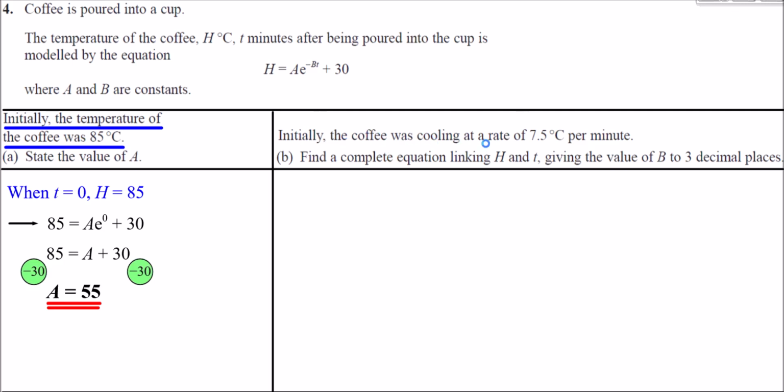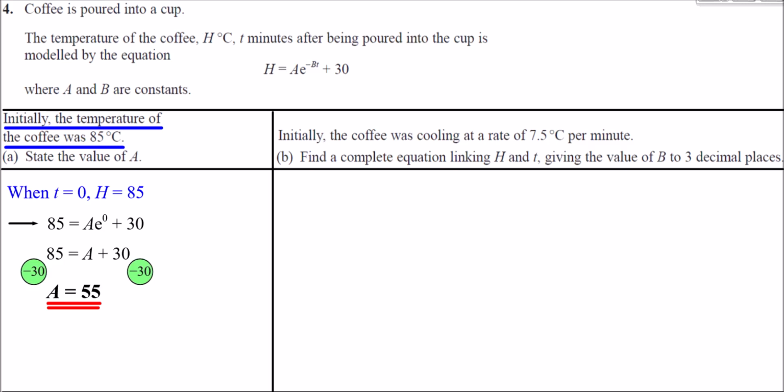Part B, again this word initially. Initially, the coffee was cooling at a rate of 7.5 degrees Celsius per minute. Find a complete equation linking H and t, giving the value of b to 3 decimal places. So initially again means when time is 0. Cooling, keyword here, rate, we need to eventually take dH by dt. We need to differentiate this temperature with relation to time to find the rate of change of the temperature. In other words, the cooling rate.